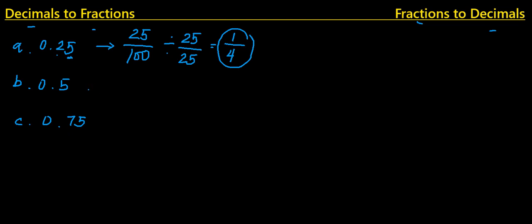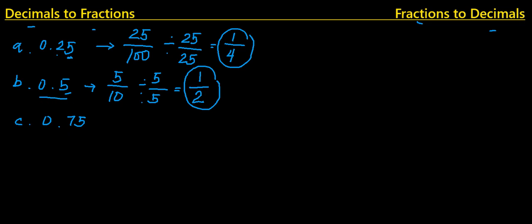Now let's try 0.5. This number is in the tenths place value, which means it is equivalent to 5 over 10. Then reduce to lowest terms by dividing by 5. 5 divided by 5 is 1, and 10 divided by 5 is 2. So the final answer is 1/2. Therefore, 0.5 is also equivalent to 1/2.